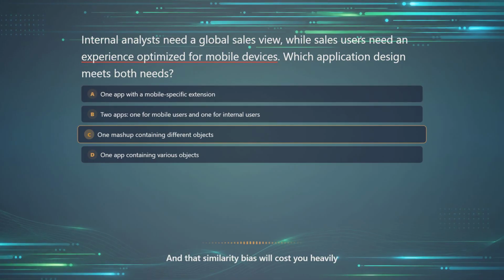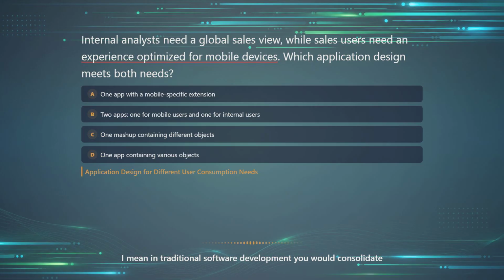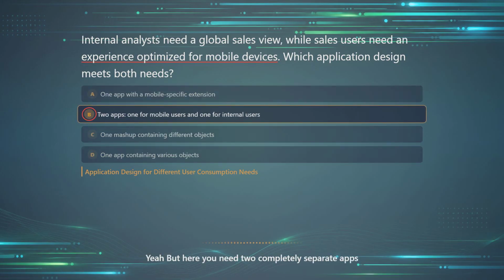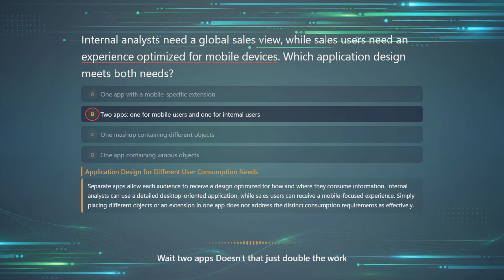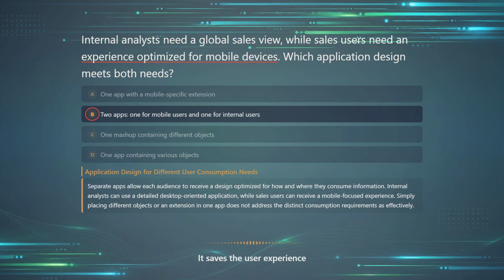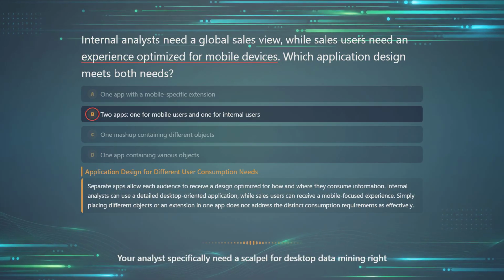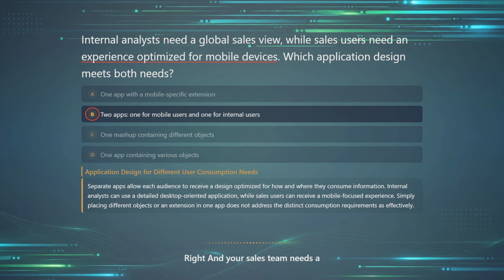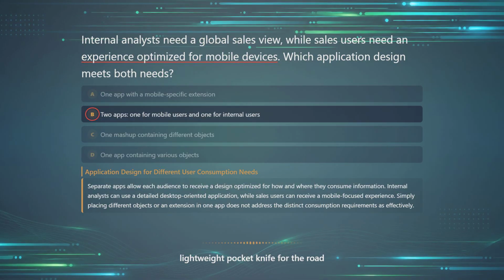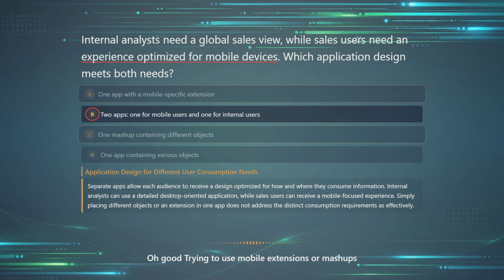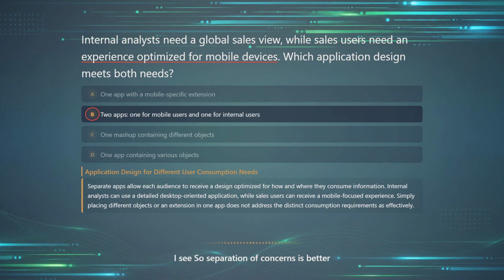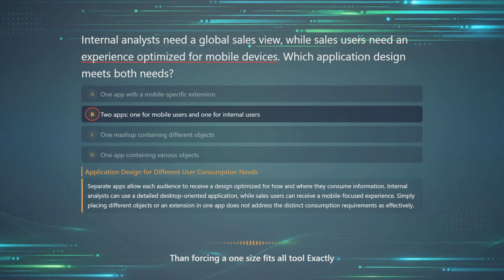And that familiarity bias will cost you heavily. In traditional software development, you would consolidate. But here, you need two completely separate apps. Wait, two apps? Doesn't that just double the work? It saves the user experience. You wouldn't build a Swiss Army knife when your analysts specifically need a scalpel for desktop data mining. And your sales team needs a lightweight pocket knife for the road. Trying to use mobile extensions or mashups to serve two entirely different consumption methods just clutters the interface and it bloats the load times. I see. So separation of concerns is better than forcing a one-size-fits-all tool.